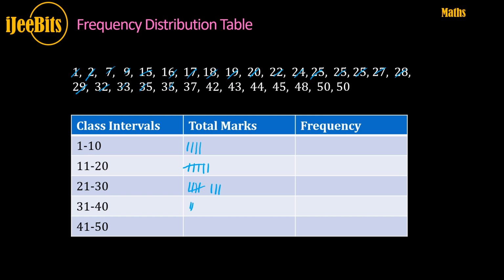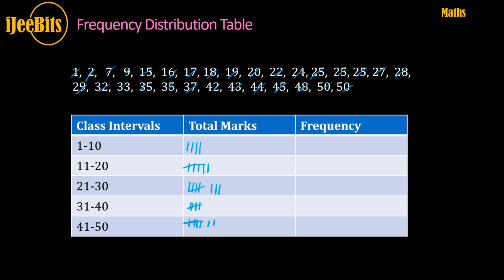35 twice. I have to put 35 twice here. Okay, 37 is also the same class. I'll put it here. 42 would be this class, right? 43, 44, 43, 44. Okay, 40, and then 45 again here, and then 48, right? 48 also here, and then I have two 50s. So two 50s. Now I counted.